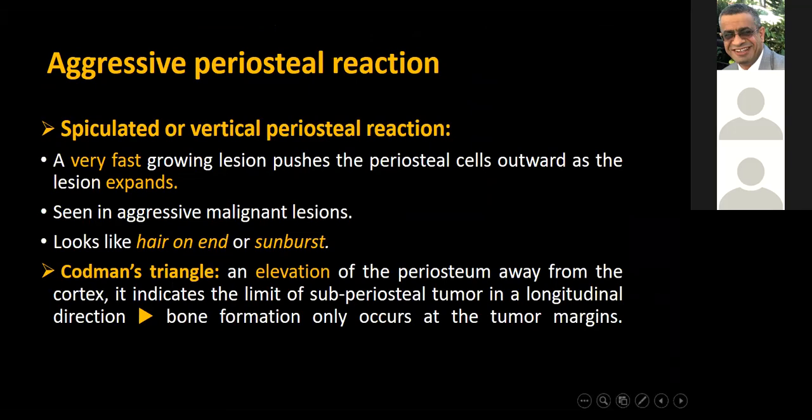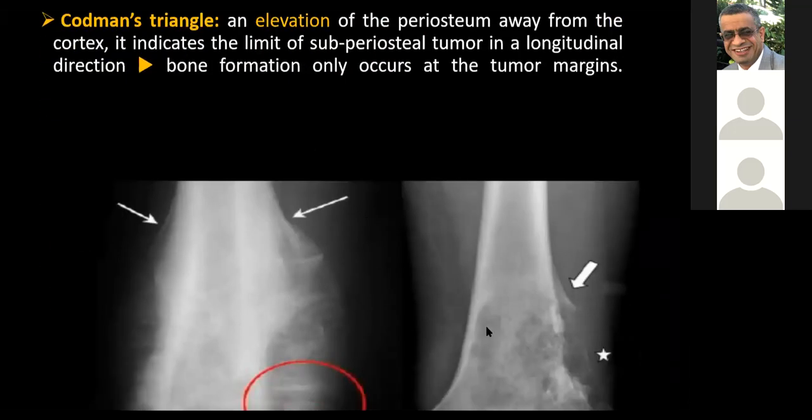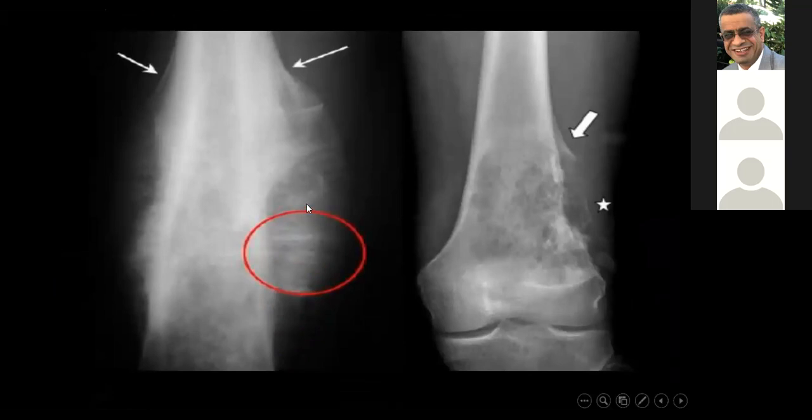The Codman's triangle is an elevation of the periosteum away from the cortex. It indicates the limit of subperiosteal tumor in the longitudinal direction. Bone formation only occurs at the tumor margin. On the left, this is an example of the vertical or spiculated type of periosteal reaction. And on the right, there is an example of Codman triangle, and we notice the elevation of the periosteum away from the cortex.